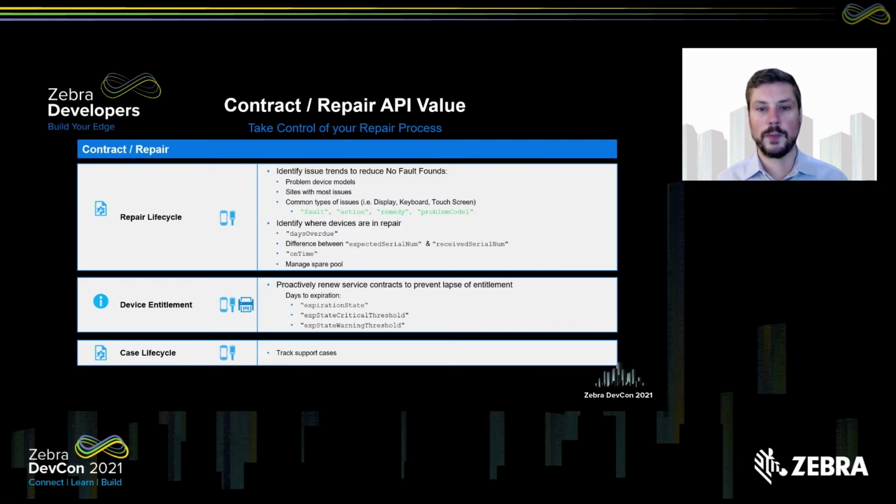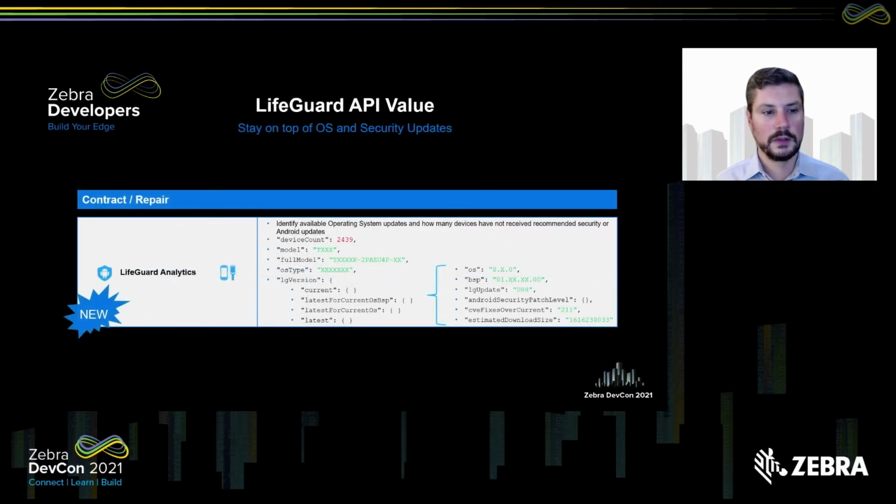Similarly, we also have information around the service contract. What type of contract do you have? When does it expire? So we can make sure that we're staying on top of renewals there. Neither of those is new, though. One of the new ones that we've exposed now is around Lifeguard. Lifeguard is for the mobile computers.